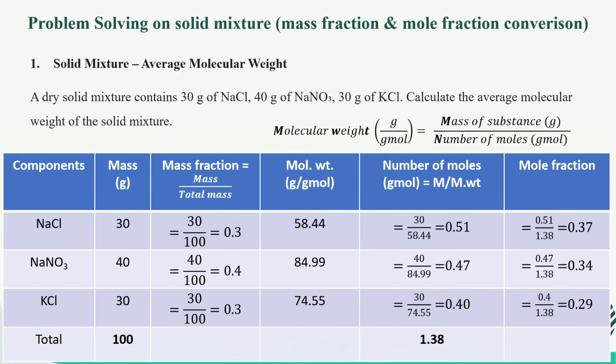To recall the average molecular weight formula, it is the ratio of total mass to total number of moles. In this case, the total mass is 100 and the total number of moles is 1.38. So the ratio gives the average molecular weight, which is equal to 72.46 gram per gram mole in this particular problem. So we solved the problem.